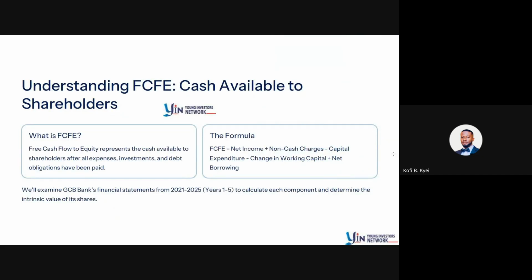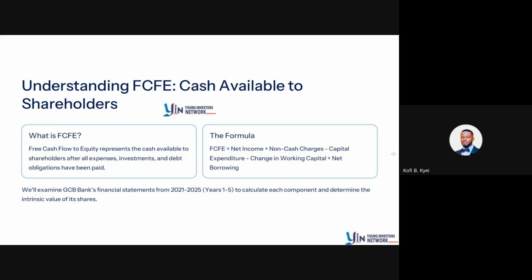So what is FCFE? It's cash available to shareholders. Understand, it's cash available to shareholders. For financial analysts, we are more interested in the cash, so we deal mostly with the cash flow of the business. With the FCFE, we are trying to understand the cash flow position of the business. Free cash flow to equity represents the cash available to shareholders after all expenses, investments, and debt obligations have been paid. There's the formula.